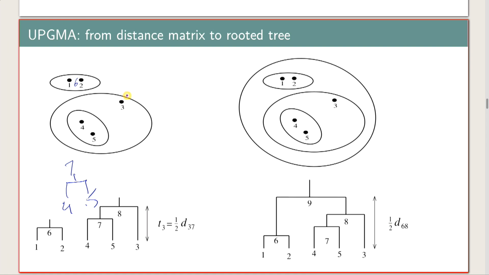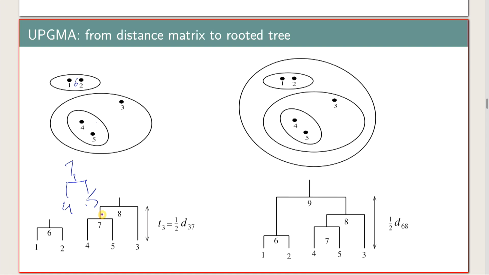And the way you calculate these distances is, the distance between any two clusters is the average of pairwise distance between all pairs of points among those clusters. So if it's just 2 points, it's just a distance. If it was, for example, this cluster and this cluster, it is the average of the distances 1, 4, 1, 5, 2, 4, and 2, 5. So that is the distance between cluster 6 and cluster 7 in this language.